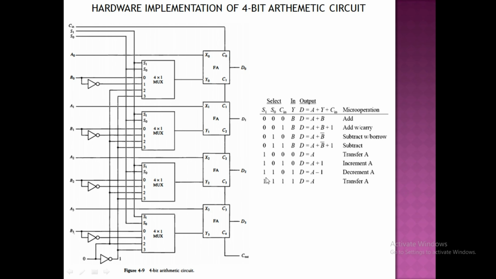So when both the selection lines are 1, the input will be 1 and the A0 pin will be selected, and A0 minus 1, that is the decrement micro operation. When A0 minus 1 is there and we add a carry pin, 1 plus 1 and minus 1 get cancelled, so we get A as an output, which is transfer of A.